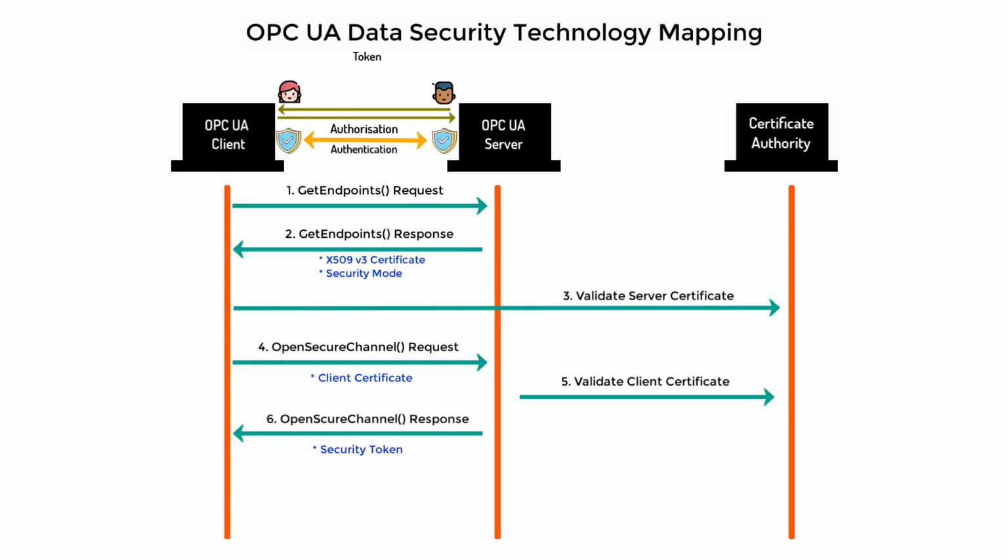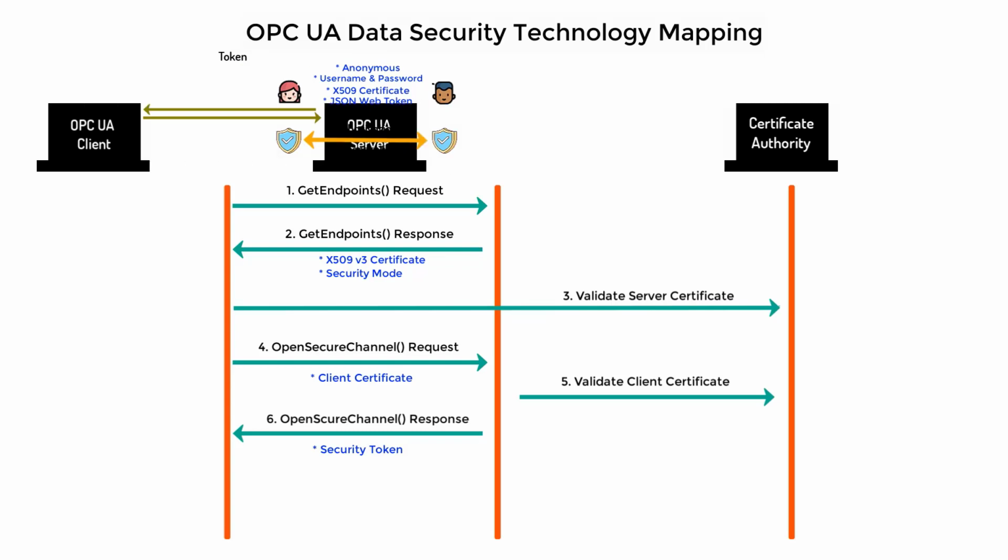A token could be of anonymous type, which means user credentials don't need to be provided. A token could be a username and password. It could be an X509 certificate, or it could be a JSON web token. A JSON web token is essentially the same technology used to log into websites using your Google or Facebook account, and it is what the OPC Foundation recommends. And now, a secure session would have been established, and therefore the client and server can start exchanging messages openly.